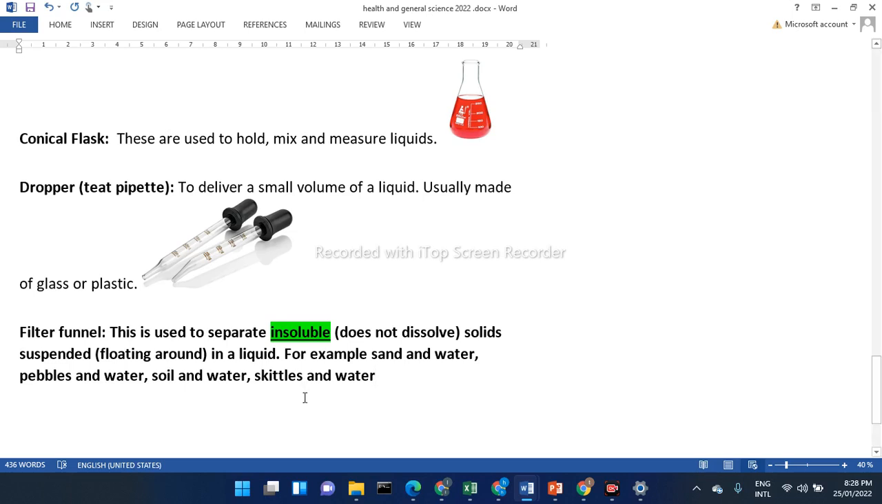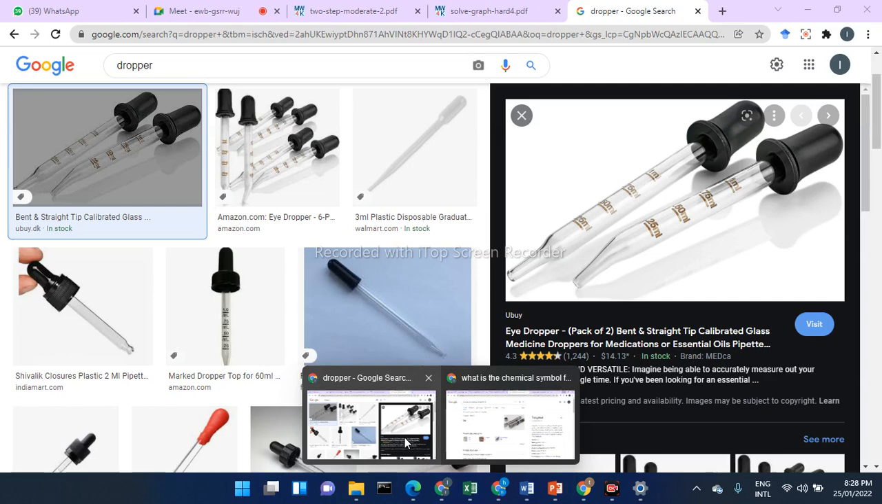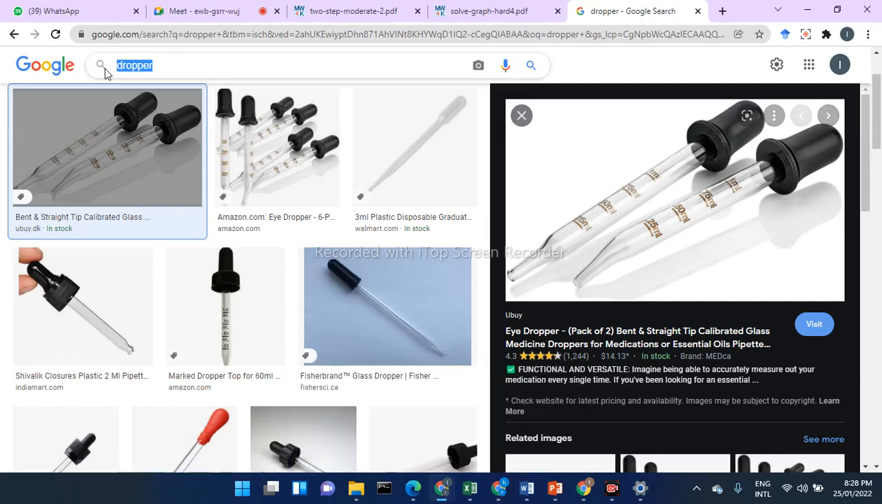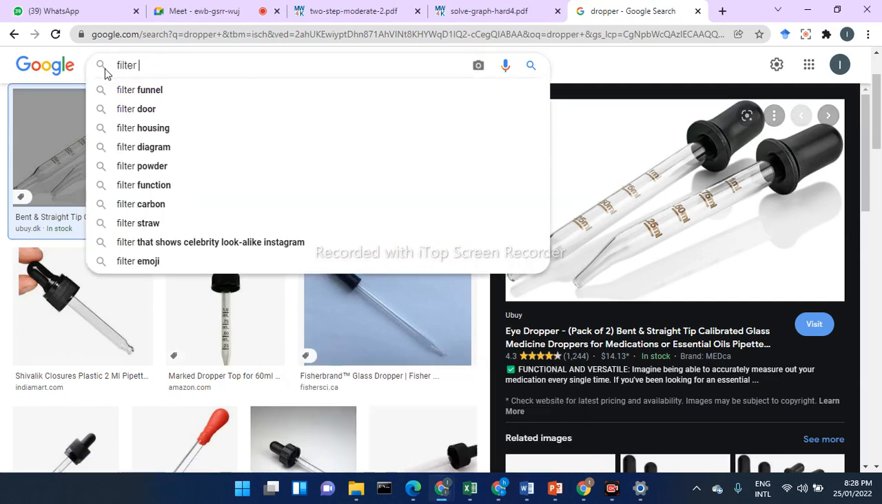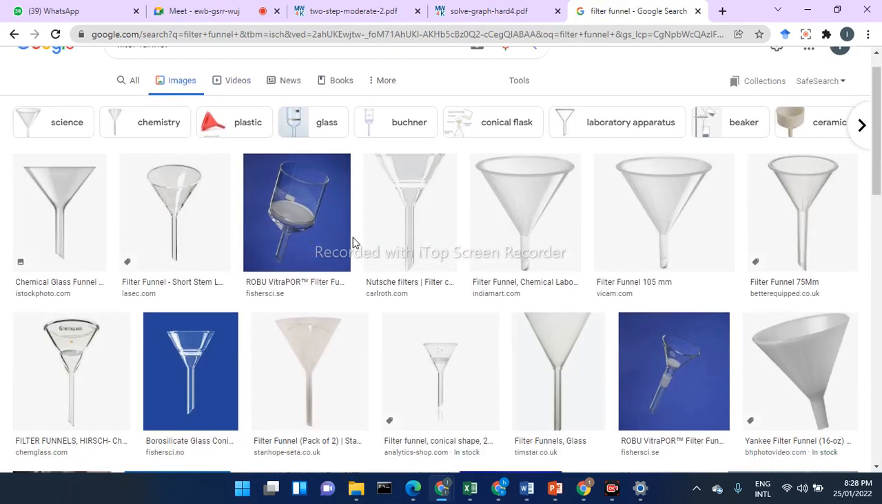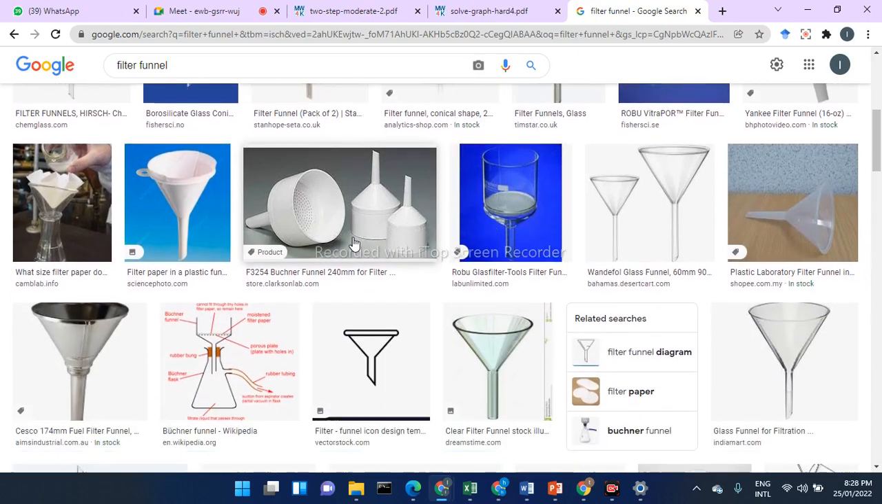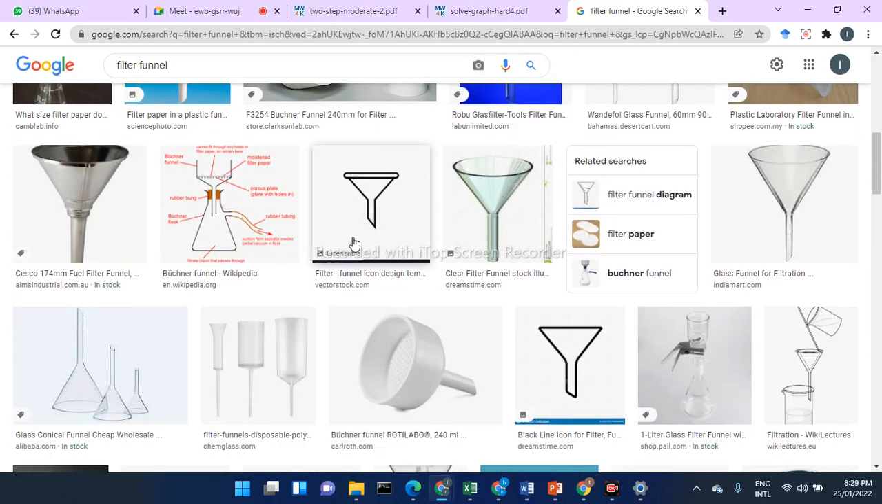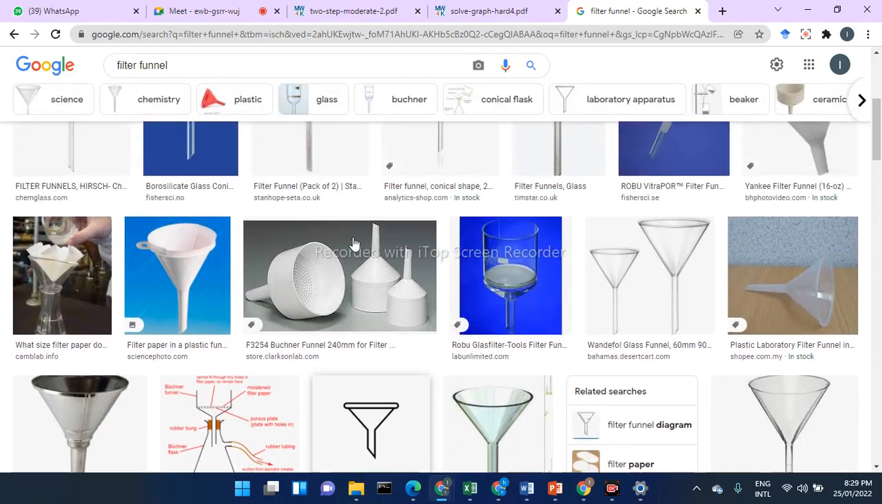Okay. So for these ones we could use a filter funnel to separate this mixture. Let me show you how it looks. Pretty straightforward apparatus. What is the process called of using the filter funnel? Filtration. Very good.